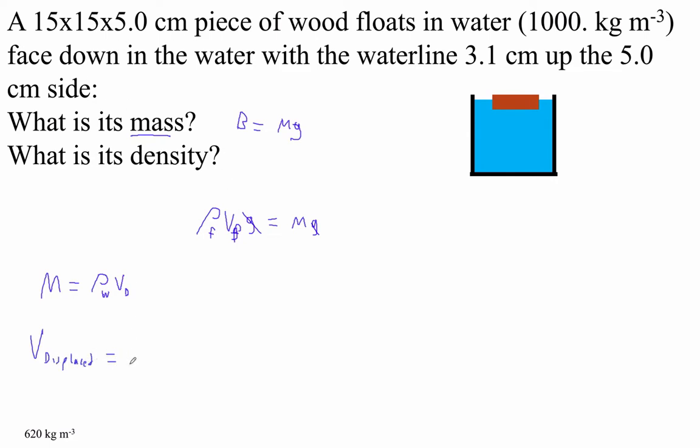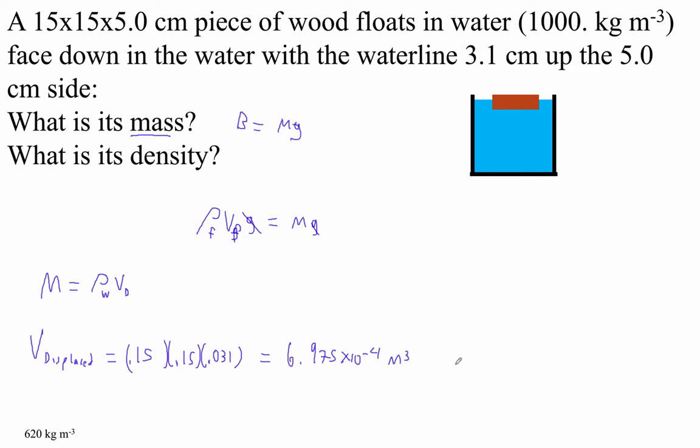is going to be 0.15 times 0.15, and then of course only 3.1 centimeters, so times 0.031, right? This is how much is displaced, not the whole block, because the whole block isn't underneath the water, just this, right? So 0.15 times 0.15 times 0.031. This is an incredibly small volume, so 6.975 times 10 to the minus fourth cubic meters is displaced, right?